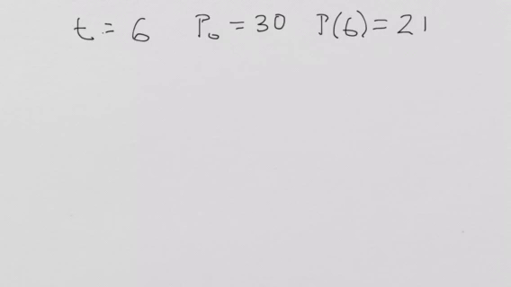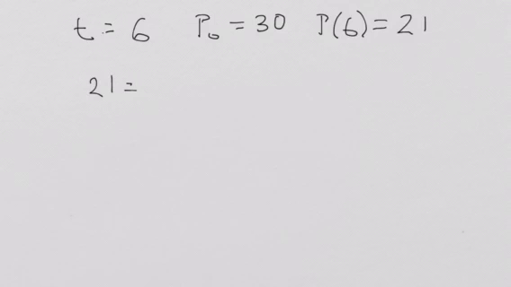So the first thing you want to do with this problem is write down the numbers you're given at the beginning. You want to start with t equals 6, because you're starting with after 6 years. You start with 30 grams, that's your P naught, and the population after 6 years is going to be 21 grams. That's all the problem is telling you.